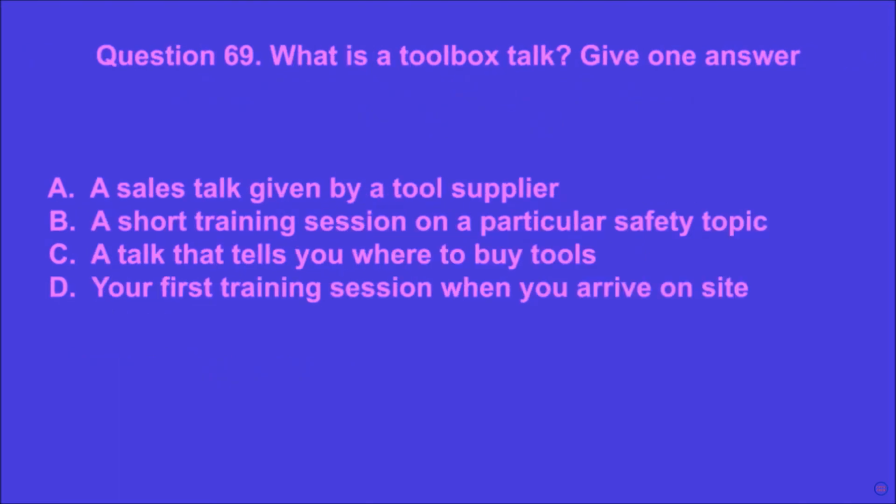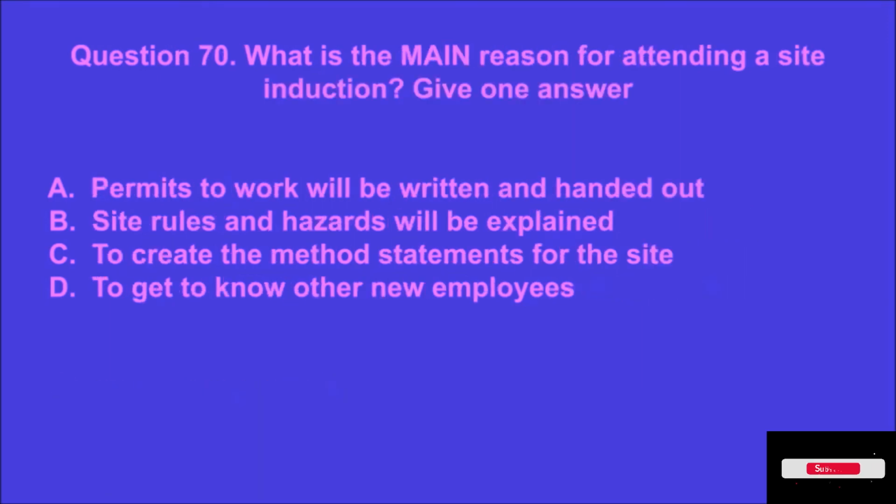Question 69. What is a toolbox talk? Give one answer. A. A sales talk given by a tool supplier. B. A short training session on a particular safety topic. C. A talk that tells you where to buy tools. D. Your first training session when you arrive on site. Correct answer is B.